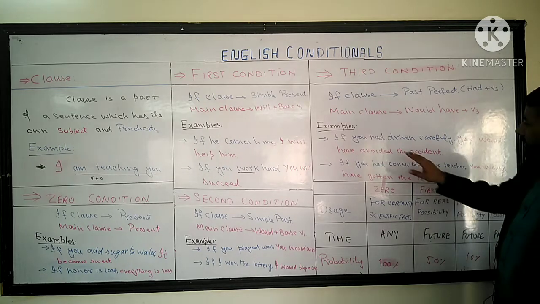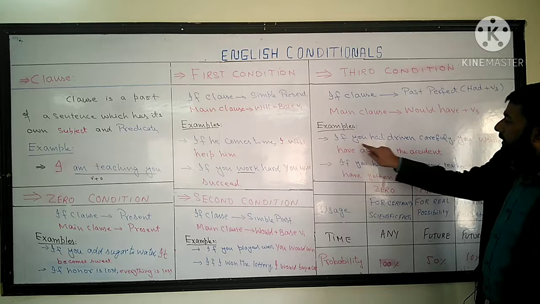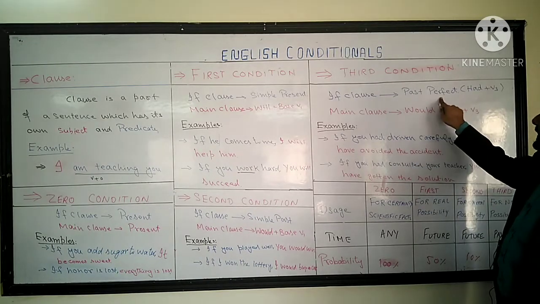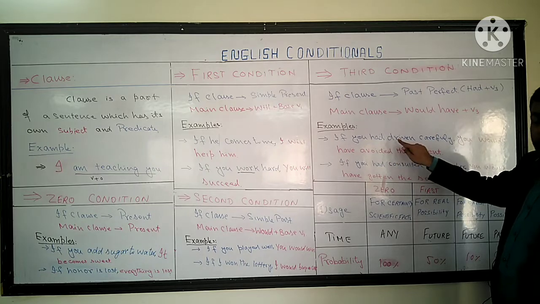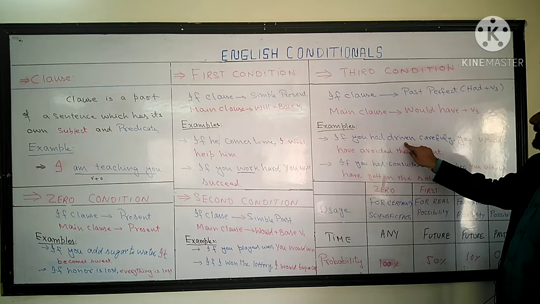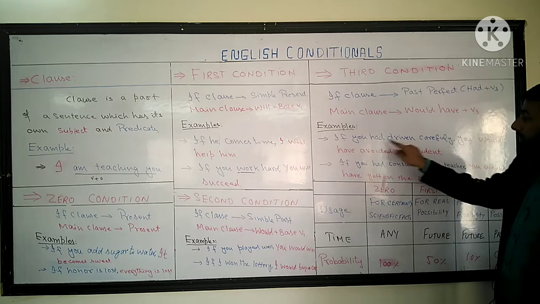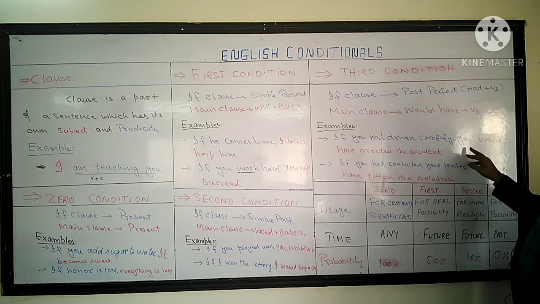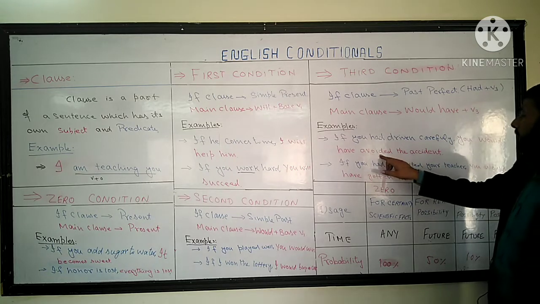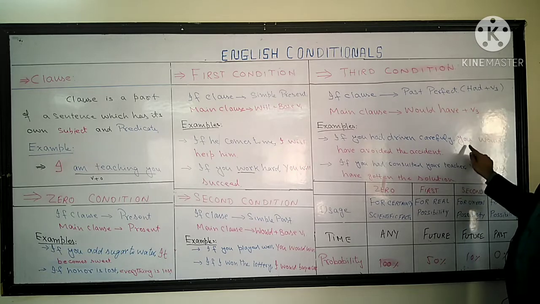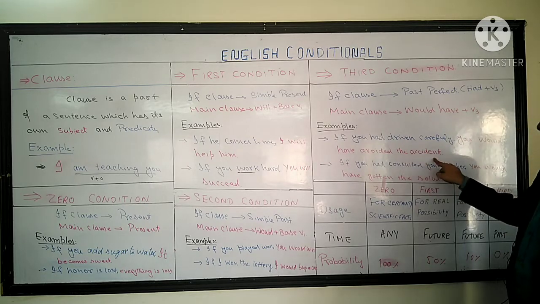Now let's look at the if clause written in blue. If you had driven, it has past perfect in it, the helping verb had and the third form of the verb drive, driven. If you had driven carefully, and the resultant again has you would have avoided, would have plus the third form of the base verb. So you would have avoided the accident.